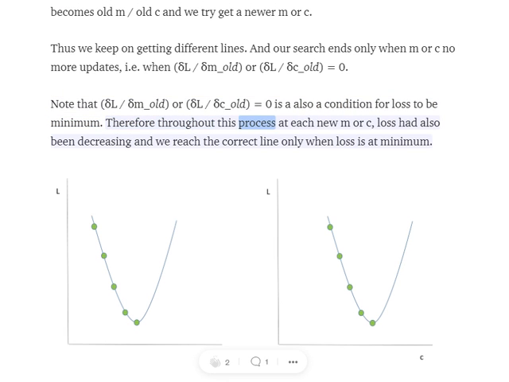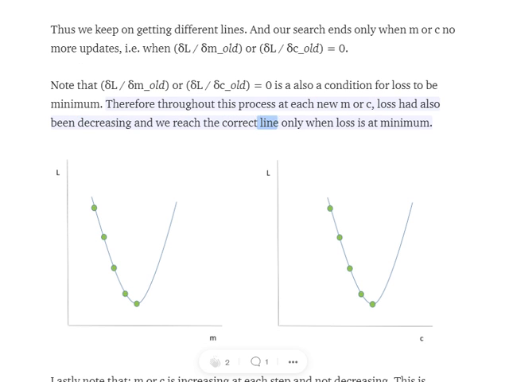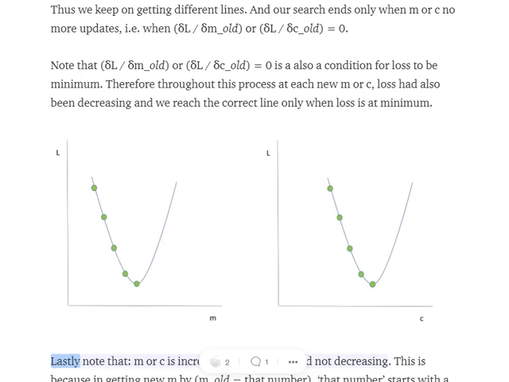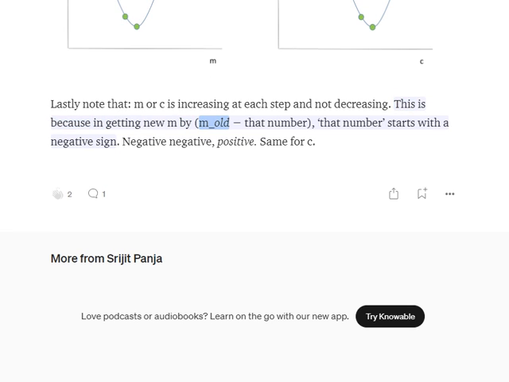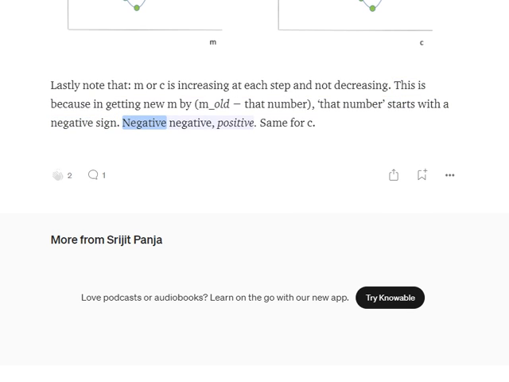Therefore throughout this process, at each new m or c, the loss has also been decreasing, and we reach the correct line only when loss is at minimum. Lastly, note that m or c is increasing at each step and not decreasing. This is because in getting the new m by m_old minus that number, the number starts with a negative sign. Negative, negative, positive. Same for c.